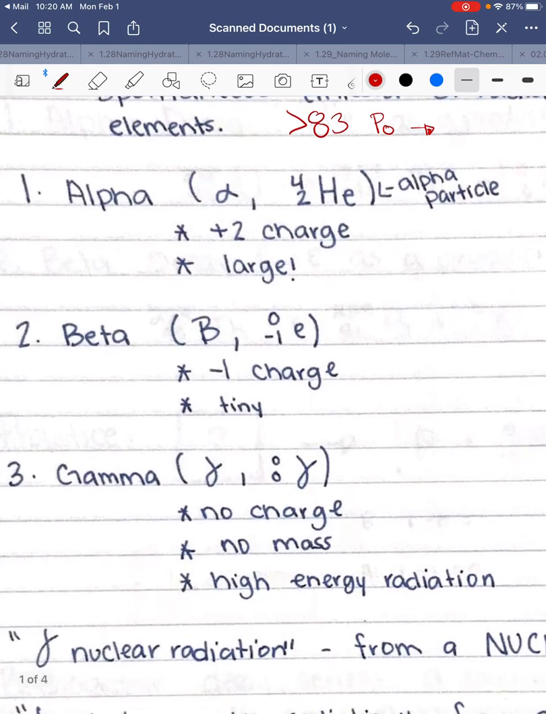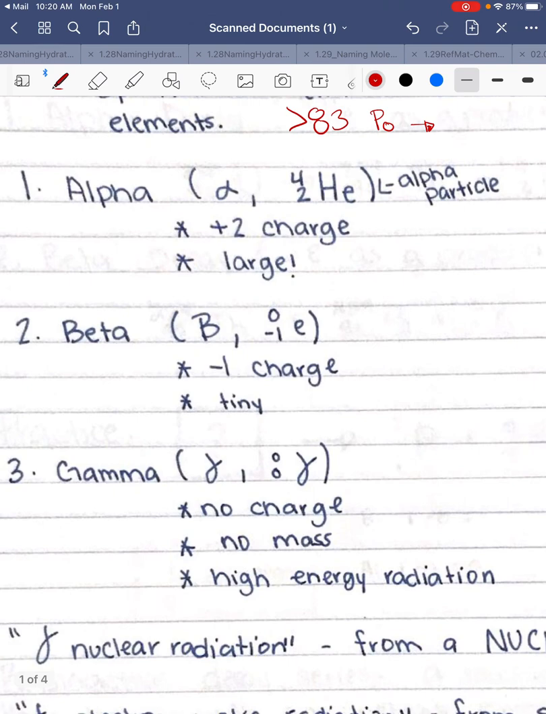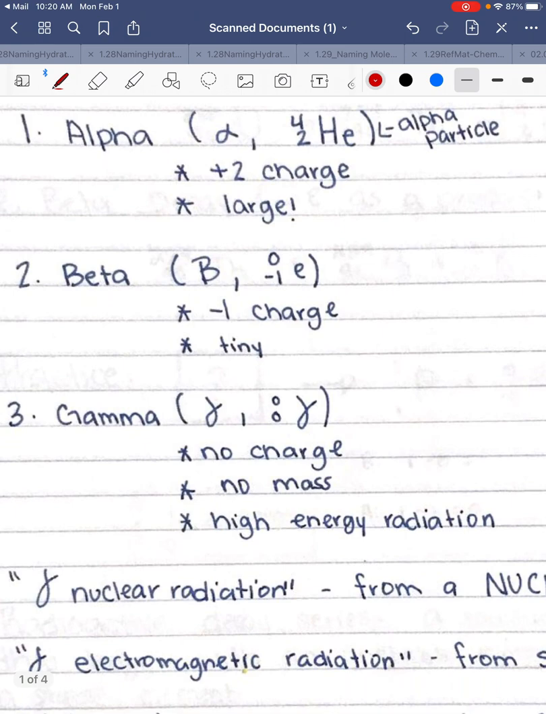The second particle that they go over is your beta particle. The beta particle is tiny, tiny, tiny. It is minuscule compared to the alpha particle. So the beta particle is your electron. It has no mass and it has a negative 1 charge. So this is your beta particle. Lastly, you go over your gamma particle. Gamma particles have no charge and no mass, but they have high energy radiation.